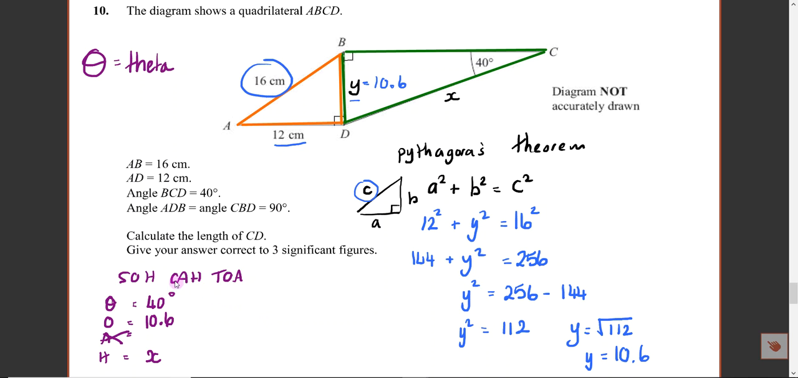So which one am I going to use? Sine. Nothing with an a, so sine. So I have sine 40 equals, cross out the one with the H because it's got an a in it. I can't use anything with an a. So I've got 10.6, because that's the opposite side, divided by the hypotenuse, which is x.